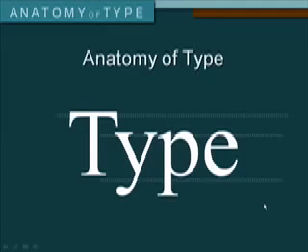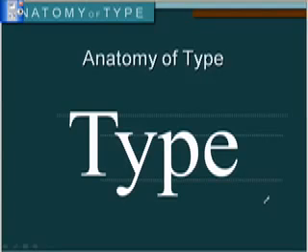So let's take just a minute and learn a little bit about the anatomy of type. First of all, let's talk about this line right here across the bottom. That is called the baseline. The baseline is what the type sits on. It's an invisible line, and all of the lowercase letters would sit right upon that.